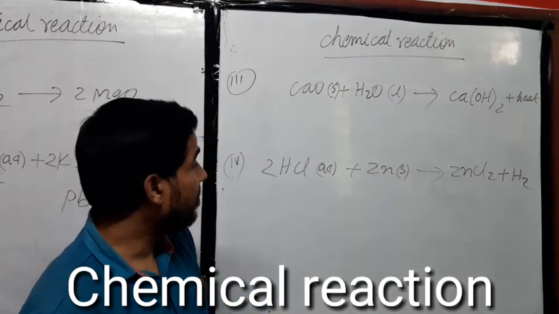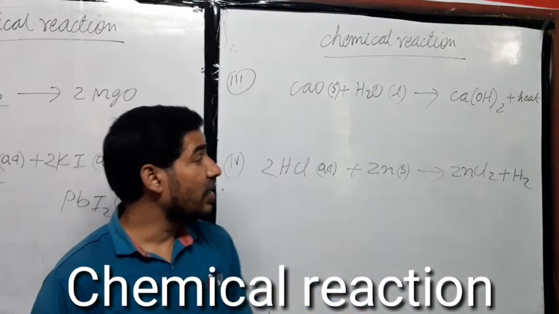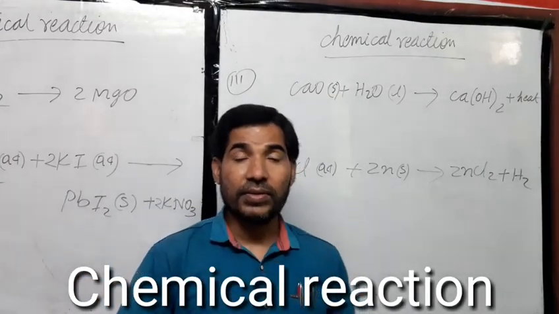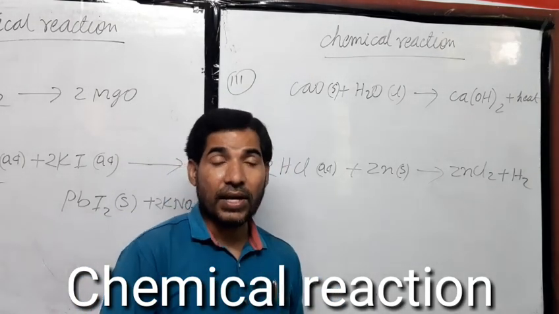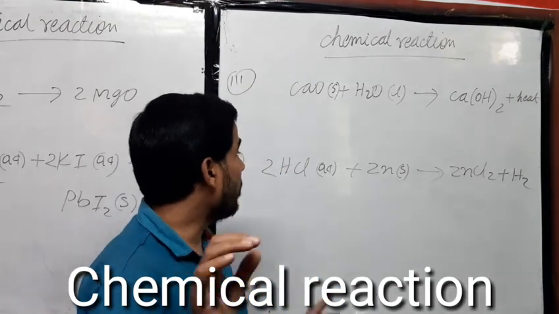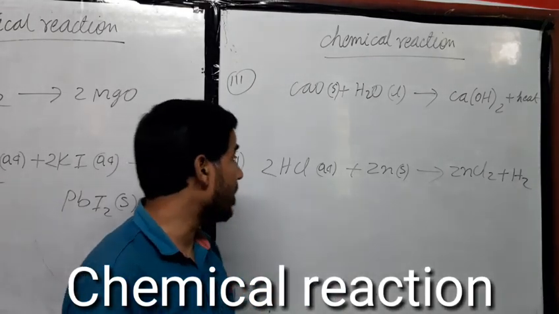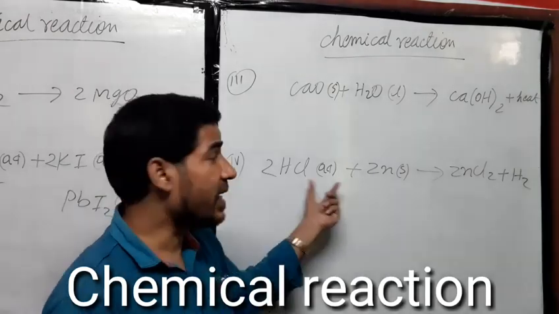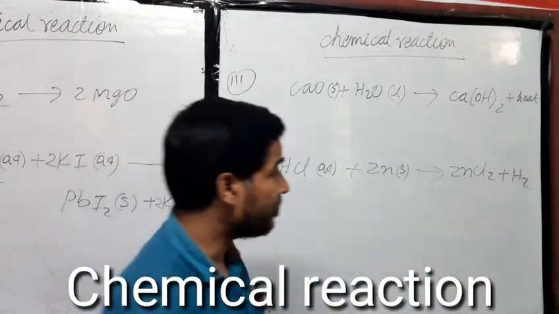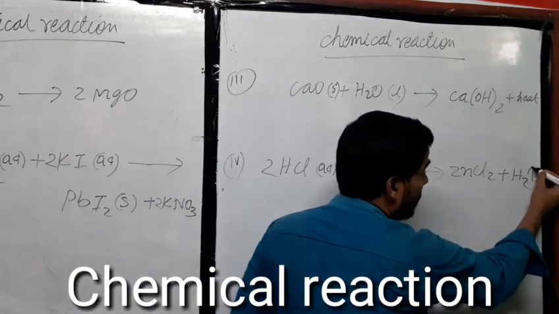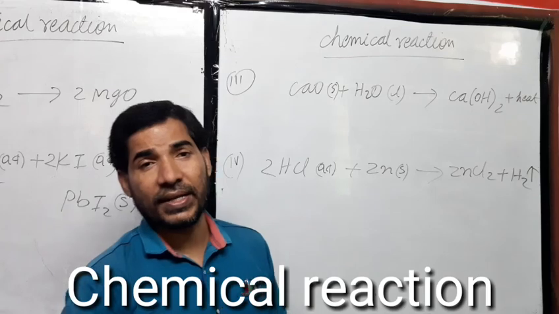At last, the next definition: the reaction in which gas is evolved is also a type of chemical reaction. For this, I have given a chemical equation. You are seeing here, when hydrochloric acid reacts with zinc, zinc chloride and hydrogen gas are formed. Since in this reaction gas is involved, it is an example of a chemical reaction.